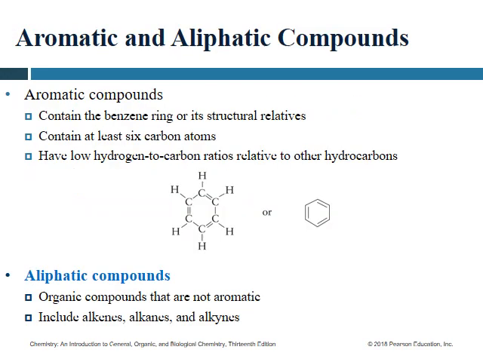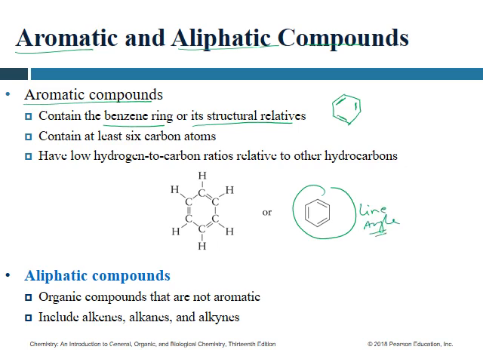Okay, so now let's talk about the aromatic compound and aliphatic compound. What are the differences? Aromatic compounds normally contain the benzene ring or its structural relatives. So what is a benzene ring? A benzene ring is a hexagonal, six-carbon cyclic carbon structure with alternate double and single bonds. This is your benzene. This is the structure of benzene, and this is a line angle formula.